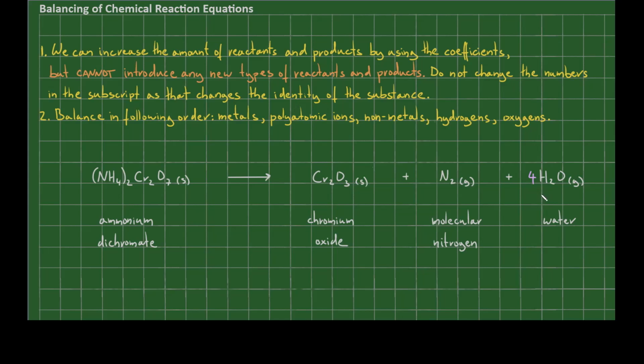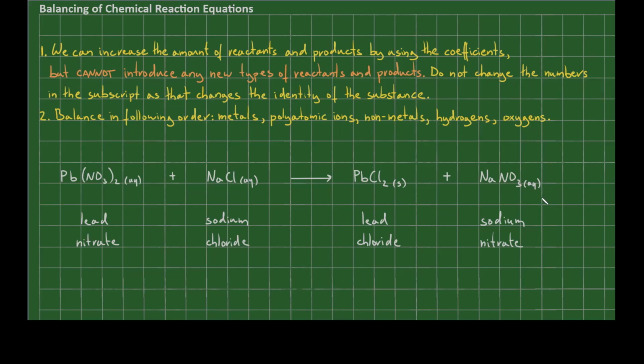One more example and then you can take a breather. In this last example, we have lead nitrate reacting with sodium chloride to give lead chloride and sodium nitrate. I'm going to start by balancing the metals first. In this case, I have 2 of them, lead and sodium. Which one should I deal with first? It does not really matter. I tend to do it in alphabetical order.